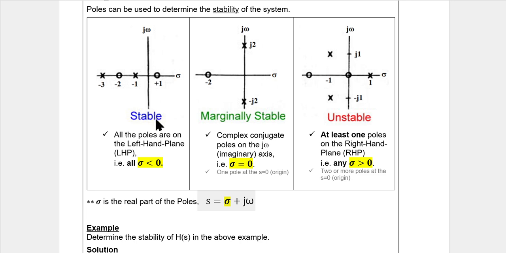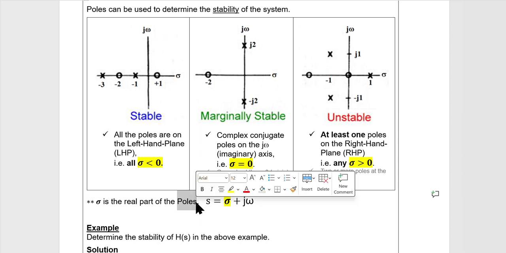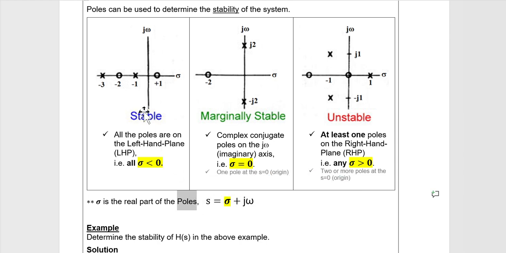To determine the stability, we only need to look at the poles. We don't need to care about the zeros. And if all the poles are located on the left hand side of the plane, which means on this side, then the system is stable. So how do we know everything is here? All the crosses must be here. There shouldn't be any crosses over here.